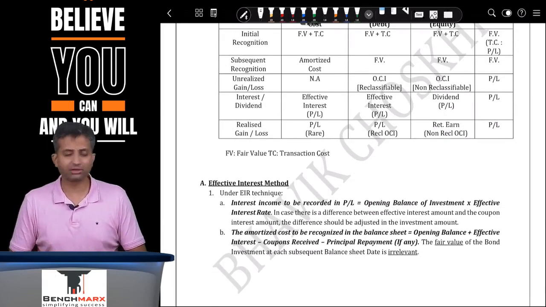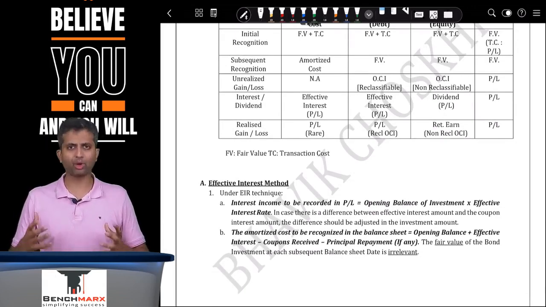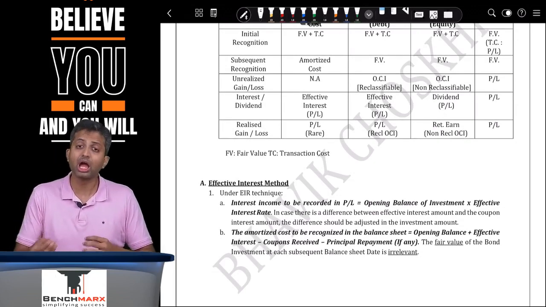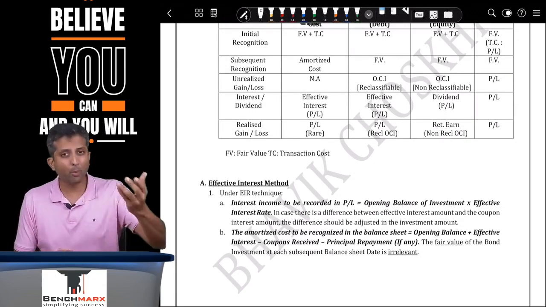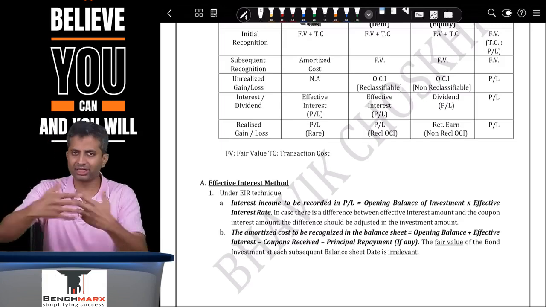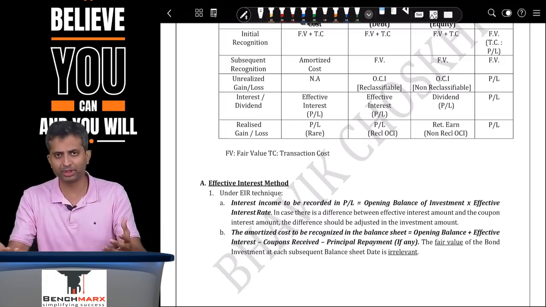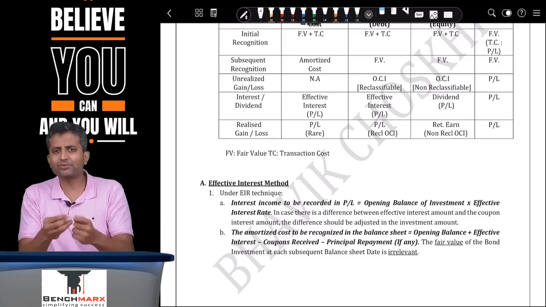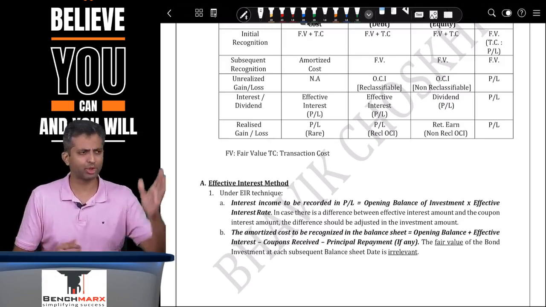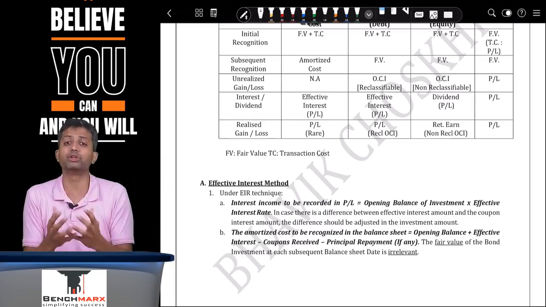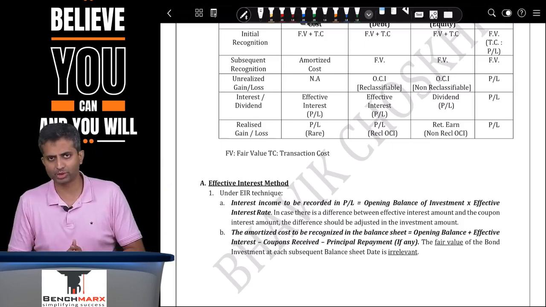The application of effective interest is something which is very important for you from an exam standpoint. So when you look at the effective interest method, effective interest will be based on the opening balance into the effective rate. That will be your real income. That will be added to the opening balance. Then to calculate the closing balance, that is the amortized cost, I'll take the opening balance plus the effective interest less coupon or principal received during the year, and that will give me my closing balance.